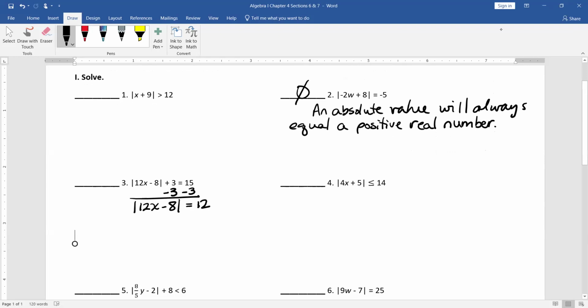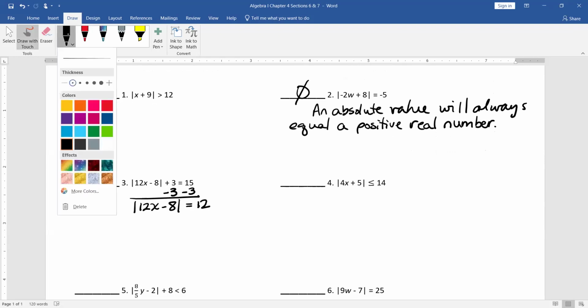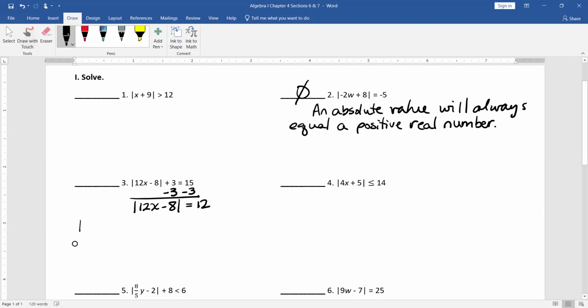All right, once we have that, now we can write our 2 equations. So our first one is just a copy of the equation: 12x minus 8 is equal to 12. And then the other one is 12x minus 8 is equal to negative 12. So again, the 12x minus 8 is the difference between our origin and x. And so the 12 is the distance. So we either go up the number line 12 or we go down the number line 12. So that's why it equals a positive 12 or a negative 12.